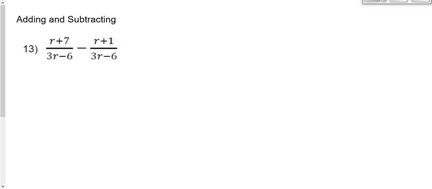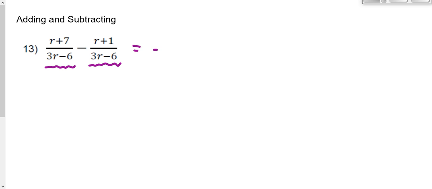In this video, we're going to take a look at adding and subtracting rational expressions, and we're starting with a problem that has rational expressions with common denominators. And this is a great start because in order to add and subtract, we need common denominators, so this puts us ahead of the game.